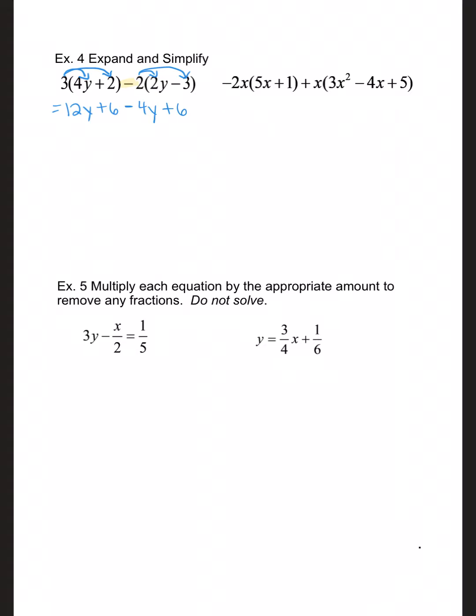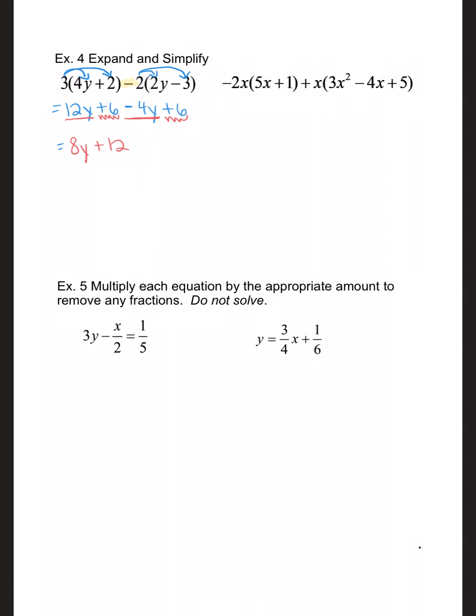Now we have to take a look at simplifying by collecting our like terms. So we have a 12y and a negative 4y. Those are going to be like terms. And then we have no other letter part terms. We just have our constants here, plus 6 and plus 6. So 12y minus 4y is going to be an 8y. And then we have 6 plus 6, which is 12.